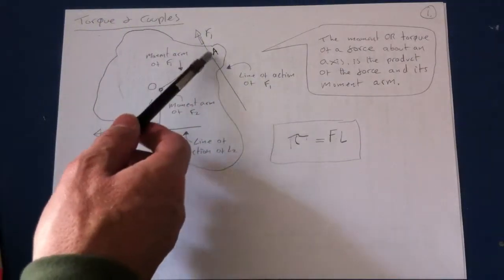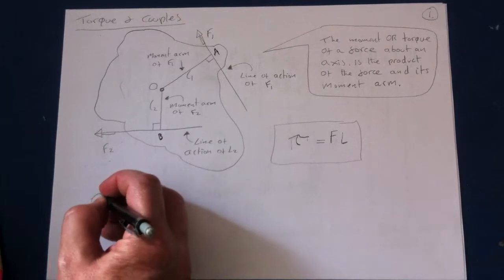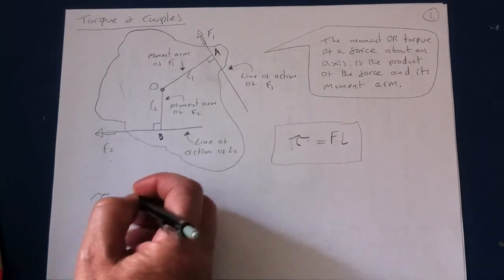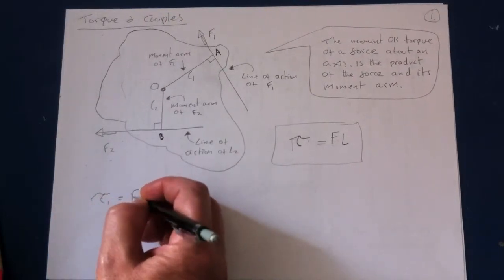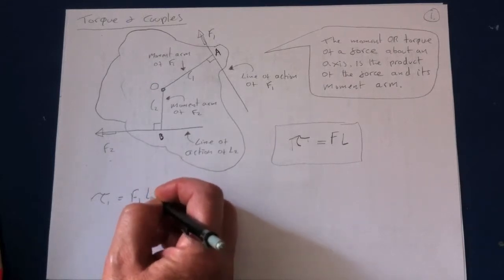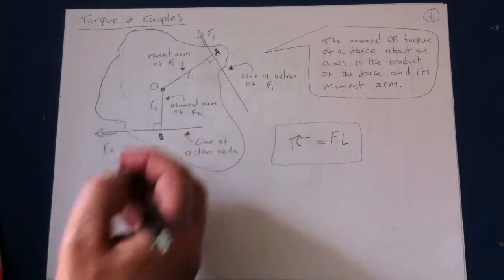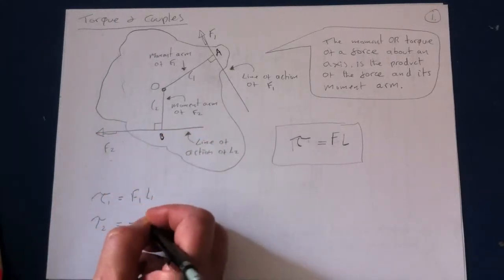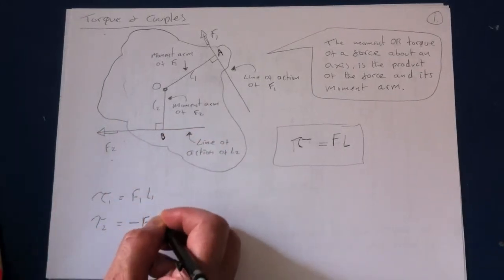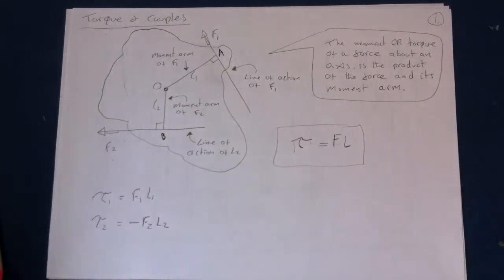So for this force, we will have torque 1 equals F1 L1, and the torque 2 for this force here will be minus F2 L2. In SI units, where the unit of force is the Newton and the unit of length the meter, the unit of torque is the Newton meter.